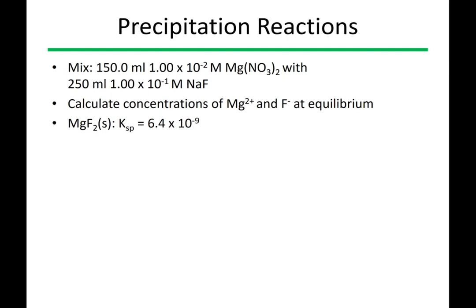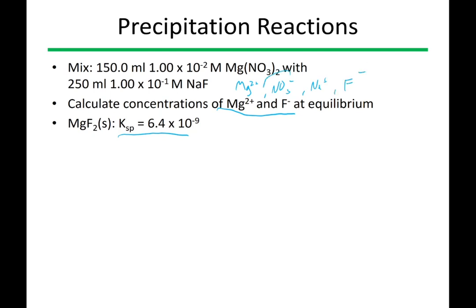So say we mix 150 milliliters of a 1.0 molar magnesium nitrate solution with 250 milliliters of a 1 times 10 to the negative 1 molar sodium fluoride solution. And we want to find the concentration of magnesium and fluoride that we have at equilibrium. We're given the KSP for the solid that can form between magnesium and fluoride. We could see the other ions we'd get. So if we list the major species, we'd have magnesium, nitrate, sodium, and fluoride.